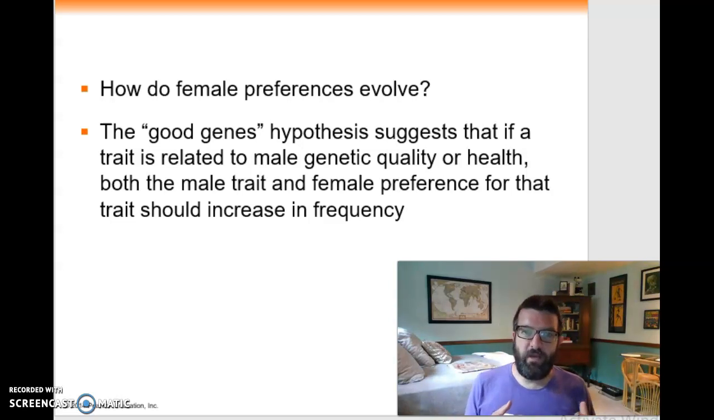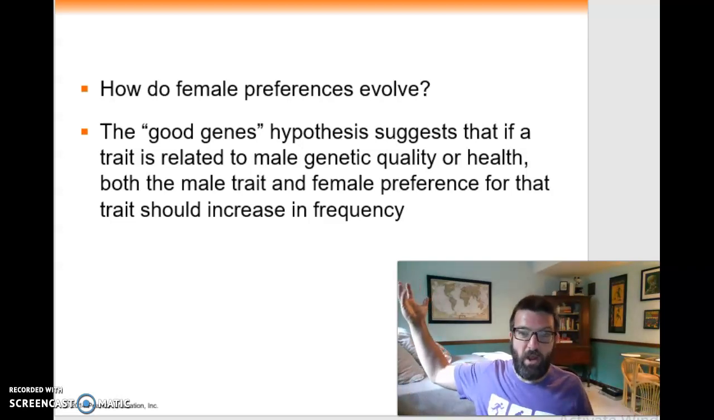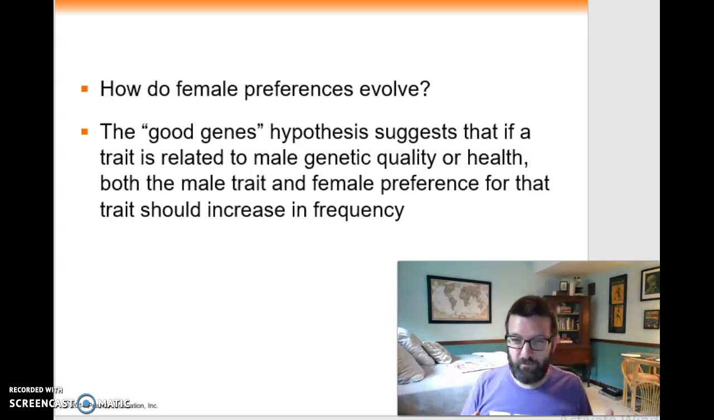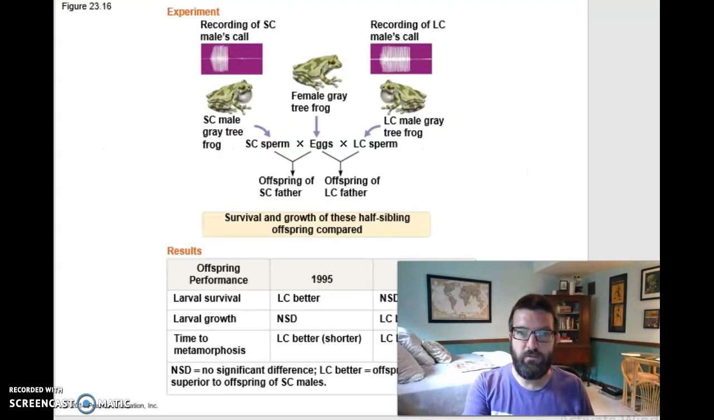So I mentioned that oftentimes these preferences evolve because the traits in the showy males that attract females have some relationship to the quality of the genes in the male. So sometimes it has to do with the male's ability to develop properly and symmetrically, and that means that other parts of their physiology are probably well developed. There's a handicap hypothesis that says, like, hey, if I have this big wild tail hanging off me and I'm still able to survive and reproduce, then I must be pretty fit and you want your offspring to have my genes.